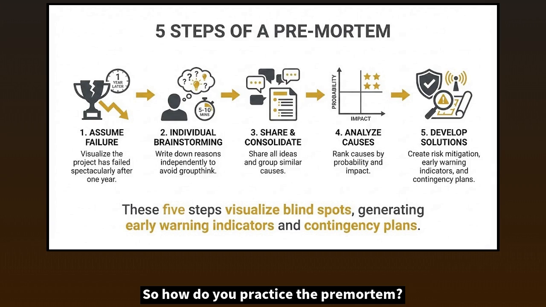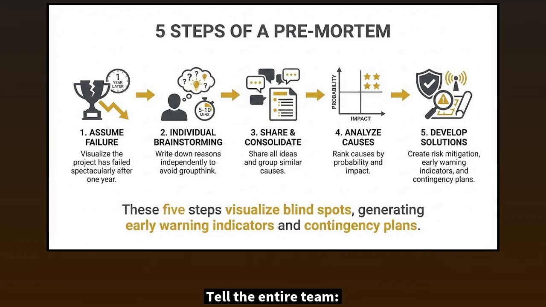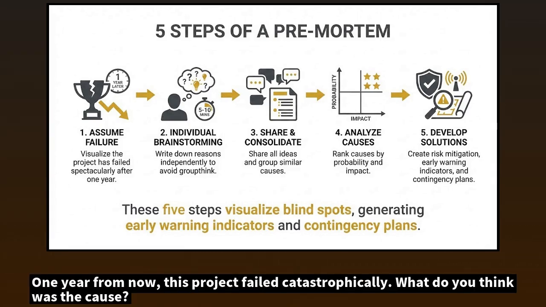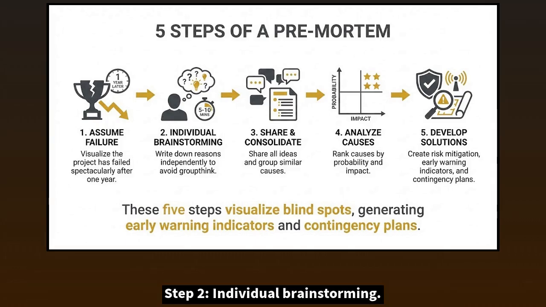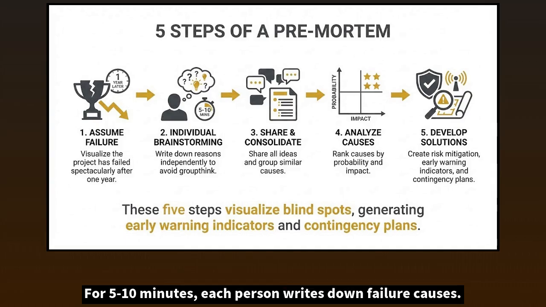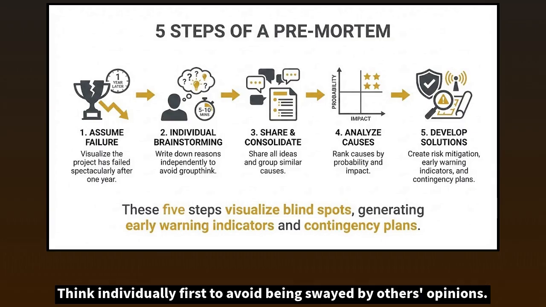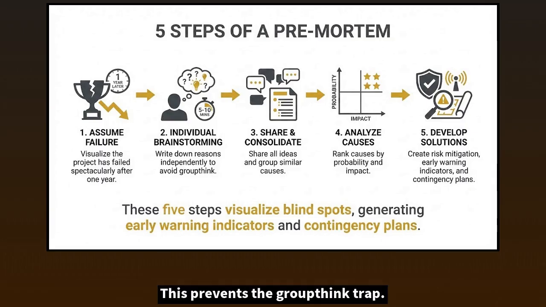So how do you practice the pre-mortem? There are 5 steps. Step 1. Assume failure. Tell the entire team, 1 year from now, this project failed catastrophically. What do you think was the cause? Step 2. Individual brainstorming. For 5 to 10 minutes, each person writes down failure causes. Think individually first to avoid being swayed by others' opinions. This prevents the groupthink trap.